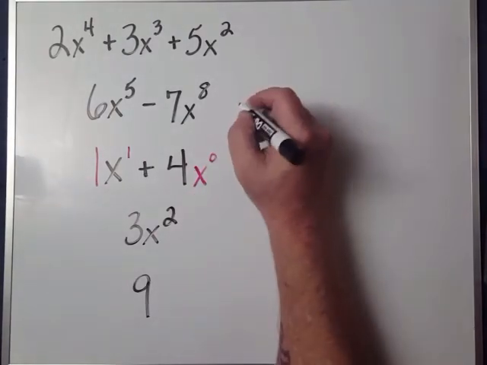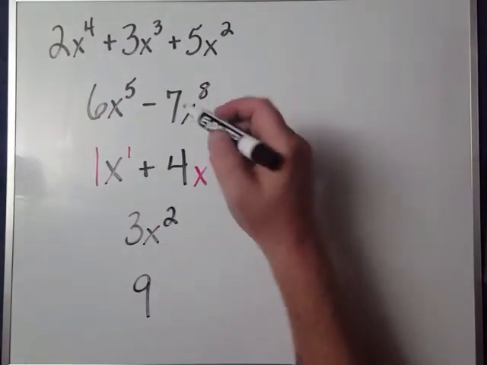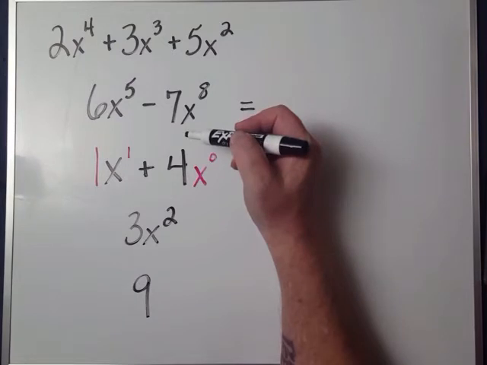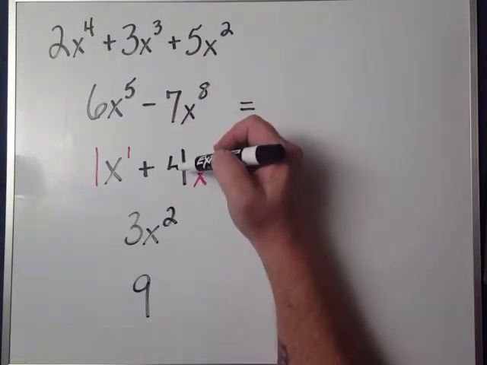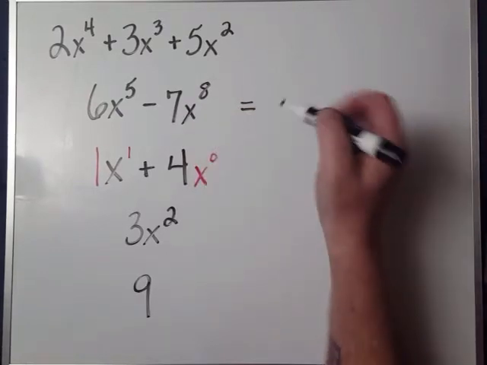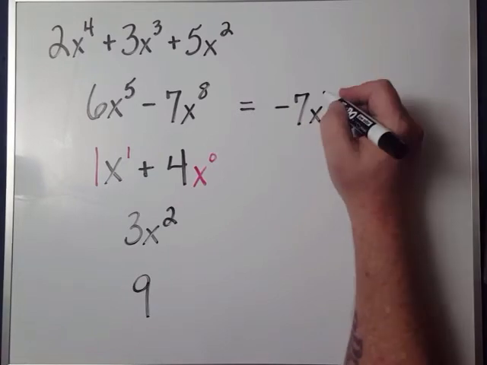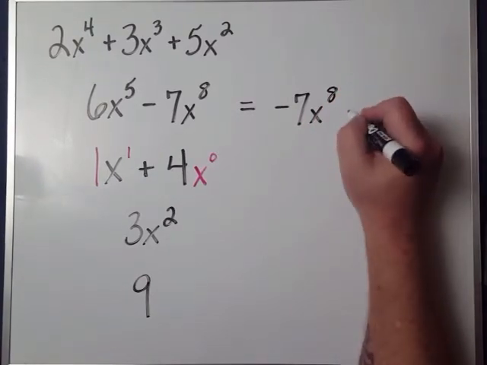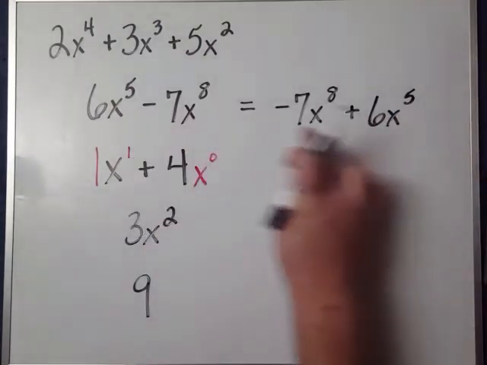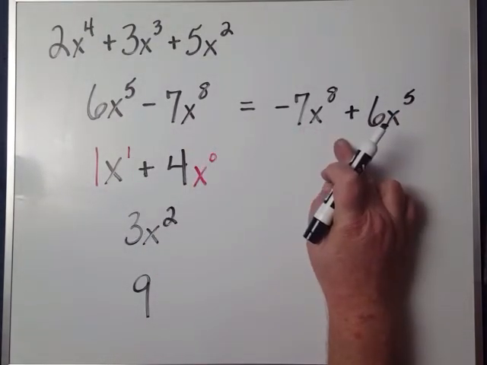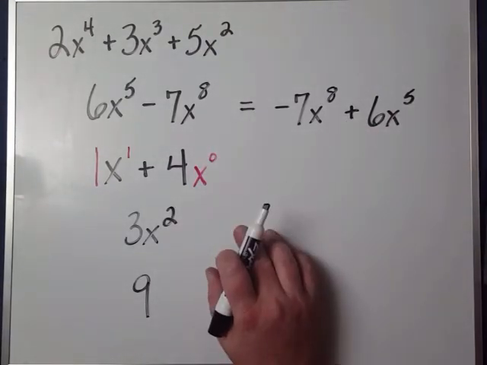If I were asked to write this in descending powers, I would just reorder. Remember, addition is commutative. We can juggle addition. You can't juggle subtraction. And what else do we say? Signs belong to their terms. So to write this in descending powers, I would write negative 7x to the 8th and then plus that 6x to the 5th. That's the same expression, essentially, but now it's in descending powers of the variable.